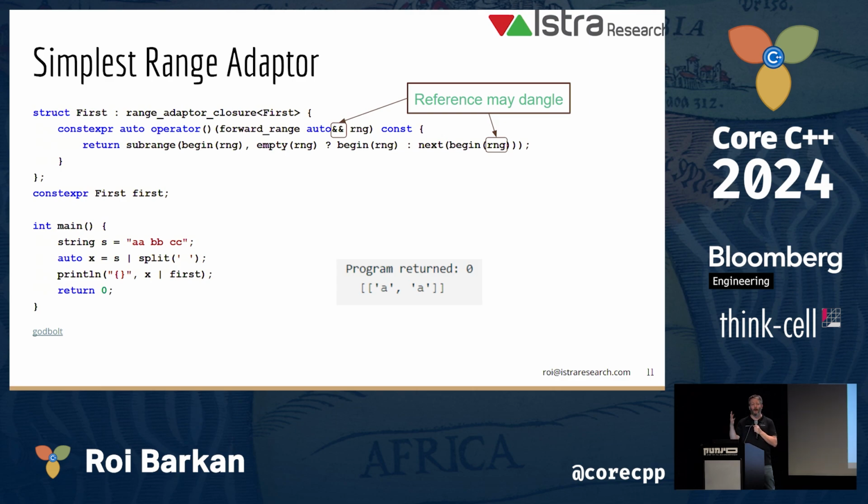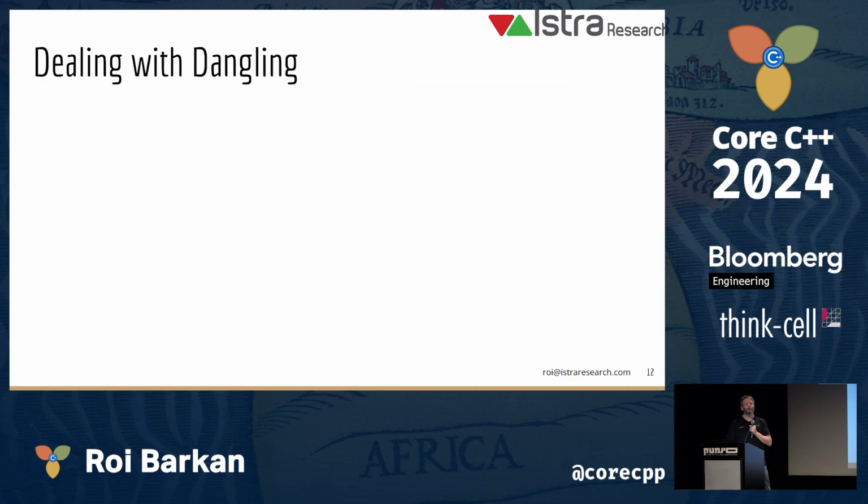So as I create one pipe after another, I create a more and more complicated chain, but the intermediate results get destroyed. And if this first element had iterators into some intermediate results that got destroyed, then things can go very, very wrong. Okay, so that's why we need to deal with dangling things a little bit better.